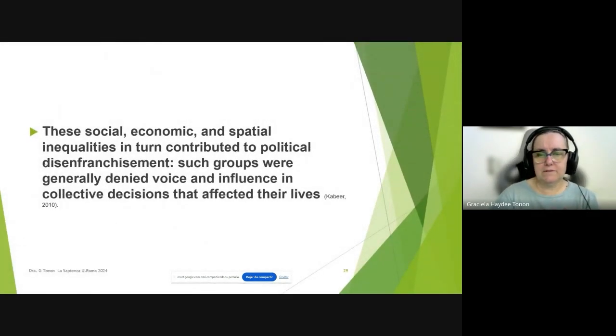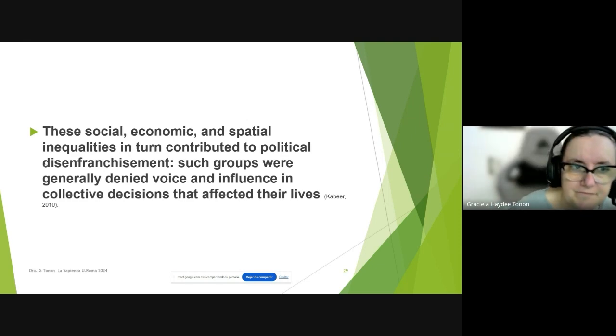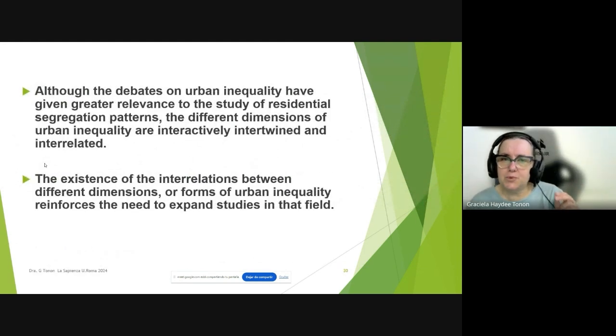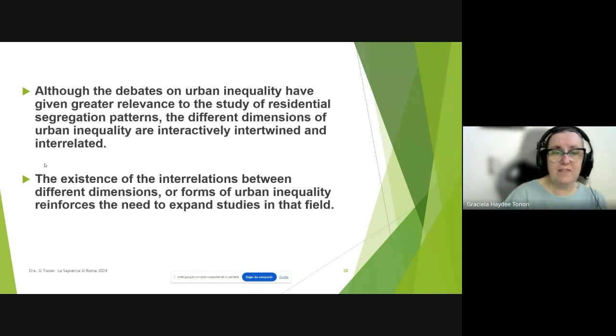So these social, economic, and spatial inequalities in turn contributed to political disenfranchisement. Such groups were generally denied voice and influence in collective decisions that affected their lives. Although the debates on urban inequality have given greater relevance to the study of residential segregation patterns, the different dimensions of urban inequality are interactively intervened and interrelated. The existence of these interrelations between different dimensions or forms of urban inequality reinforces the need to expand the studies in that field.